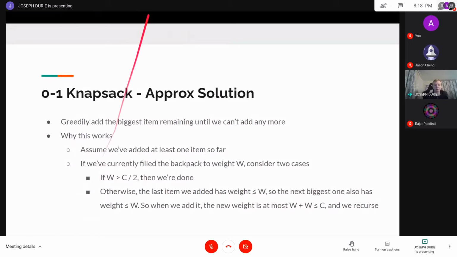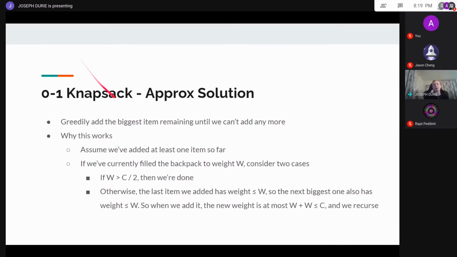So either one of these greedy solutions would work. And they work the same way, because if you have any weights that are bigger than C over 2, then this algorithm will basically just terminate after one step. Because you add the first item, then you're bigger than C over 2, then you're done. And in the other case, any ordering would work.